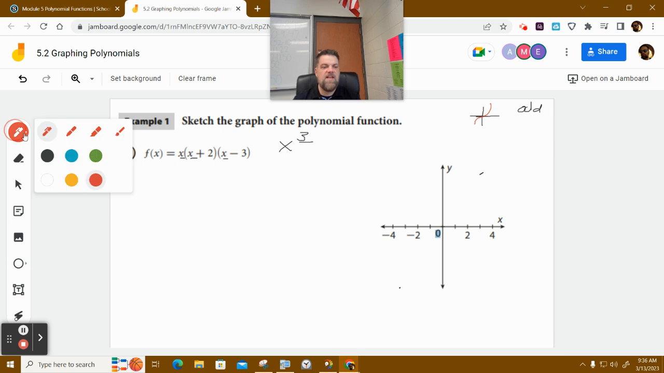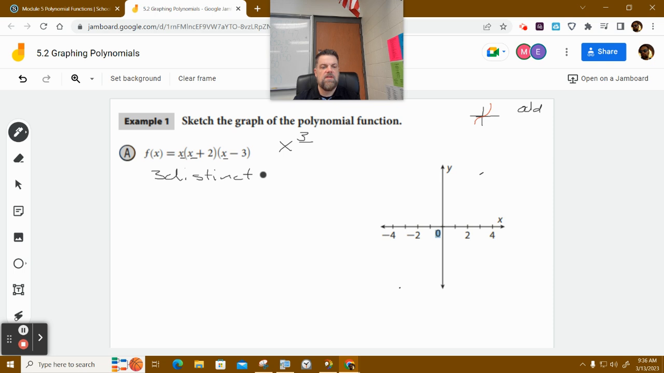So then the next thing I need to do is figure out how many distinct factors I have. Well, I have 3 distinct factors. So at most, 2 turning points. I might only have 1 turning point. I might not have a turning point at all.